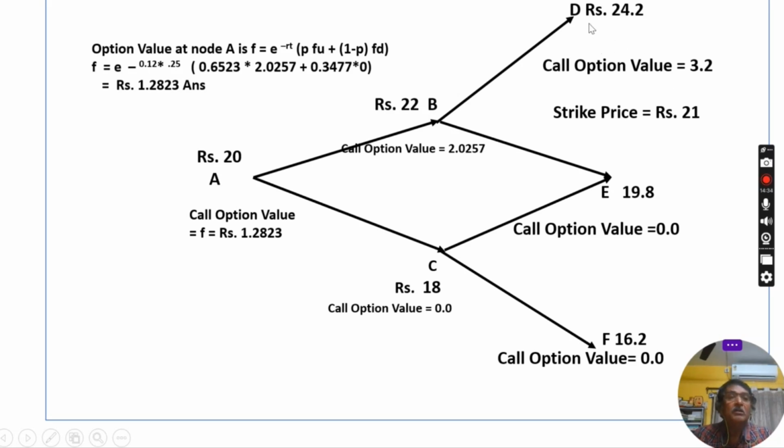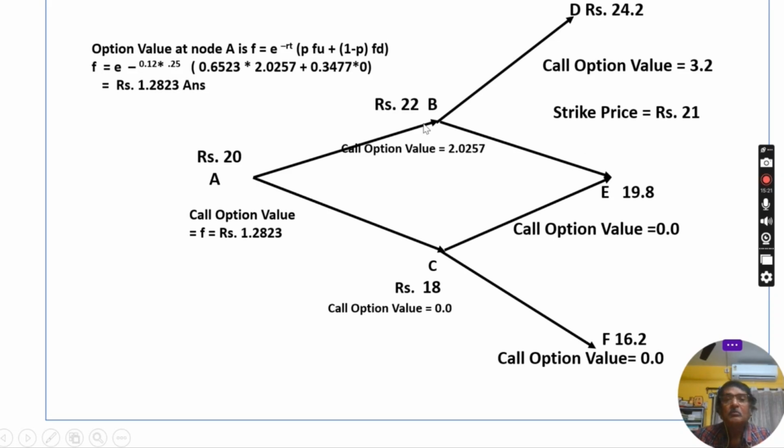Start from the end of the tree, that means from the last points. This is the process. This is the strike price. Strike price and exercise price are the same. We know this is the strike price 21 and this is the share price. That's why the call option value will be this, which I have already discussed in the previous video: 24.2 minus 21. As the share price is higher and the strike price is lower, the option will be exercised and the value will be this. What is the call option value at this point? As this value is lower than the strike price, the call option value is 0. In this way, you will find out the call option values of the last end points.